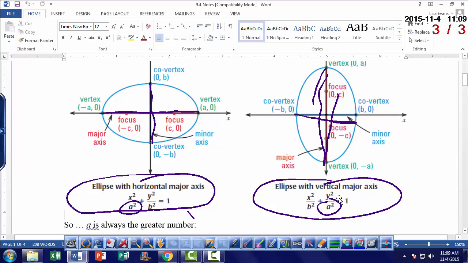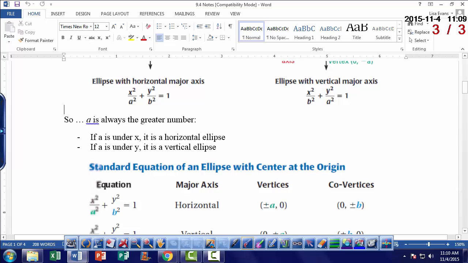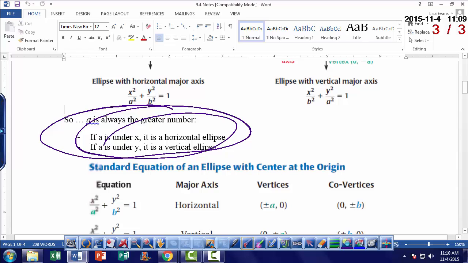Basically, the bigger number, whether under the x or under the y, is going to tell us whether it's horizontal or vertical. So a is always the greater number. If a is under x, it's horizontal. This is what I just said. So you can go ahead, circle, highlight, whatever you need to do with that.